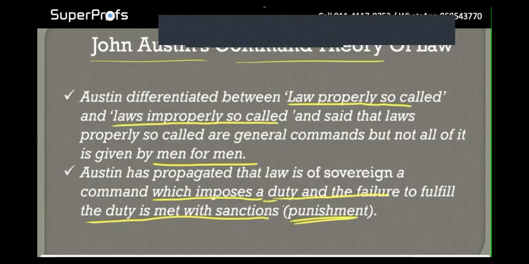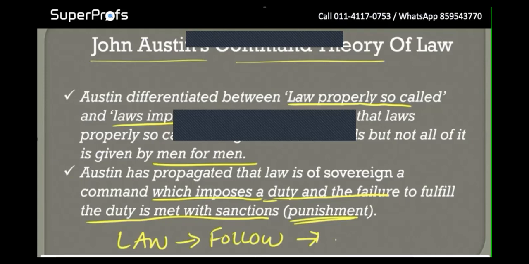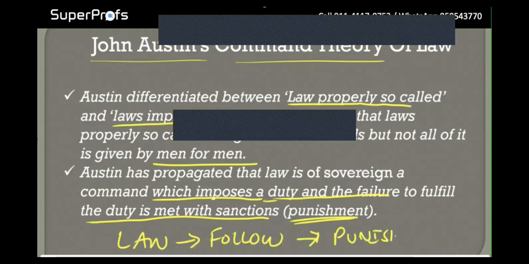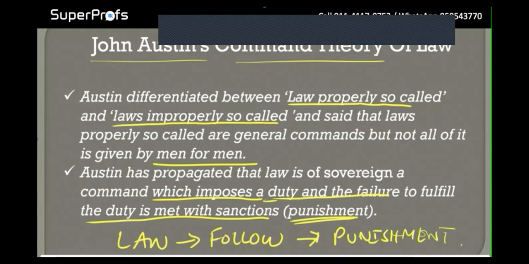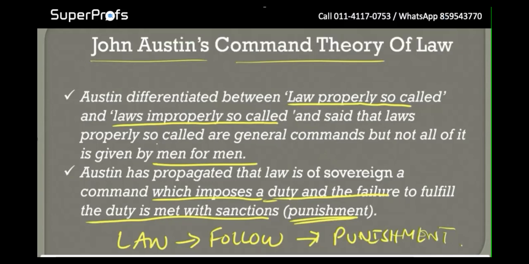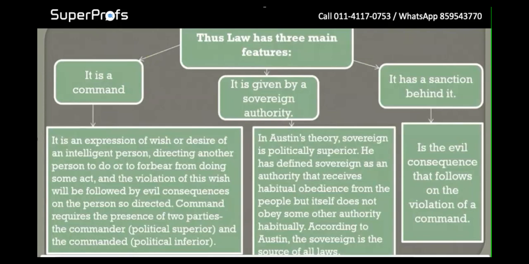So according to Austin, there is a law and you need to follow the law. If you don't follow the law, you have a punishment. This is as simple as what Austin is telling. So he told law properly so-called and laws improperly so-called, and said that laws properly so-called are general commands, but not all of it is given by men for men. This is his theory. So he's saying law is there, you need to follow. If you don't follow, there is a punishment.